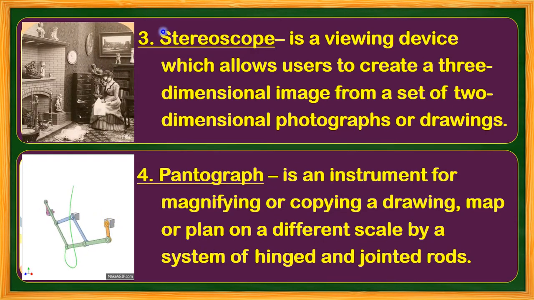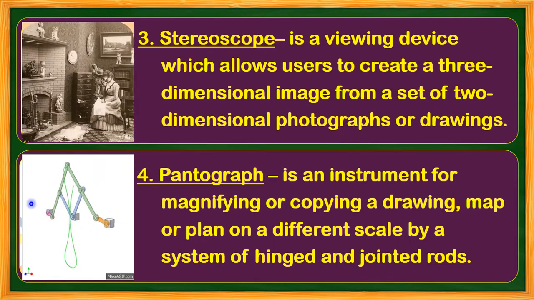Class, number 3 is stereoscope. This is what a stereoscope looks like, okay? You see here on the monitor on the left side is a girl sitting down looking for something, and the instrument that she is using is called a stereoscope. So what is a stereoscope? A stereoscope is a viewing device which allows users to create a three-dimensional image from a set of two-dimensional photographs or drawings.